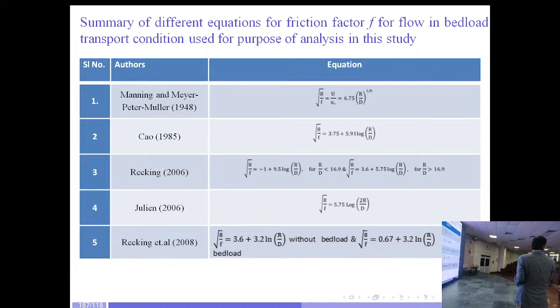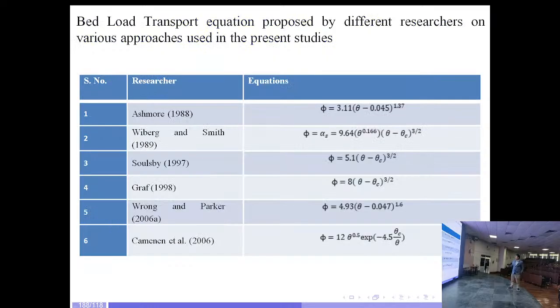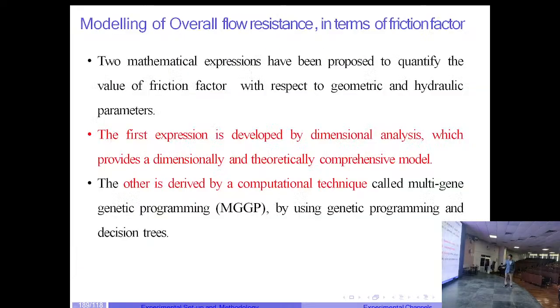F means friction factor that we have modeled, U the mean velocity, U star the shear velocity, that is square root of tau by rho, where tau is the bed shear stress and rho is the density. R by D, R is the hydraulic radius, D is the grain size. Again, phi, we'll discuss all these here.